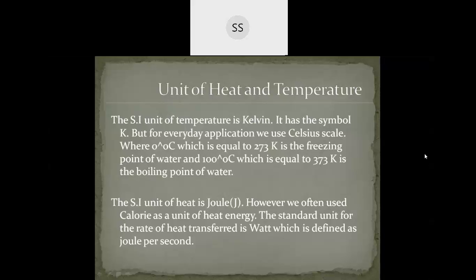When we measure the temperature in Celsius scale, the freezing point of water is 0 degrees Celsius and the boiling point of water is 100 degrees Celsius. Okay, now you have understood.